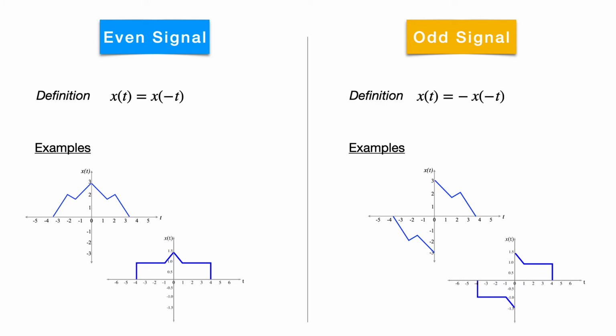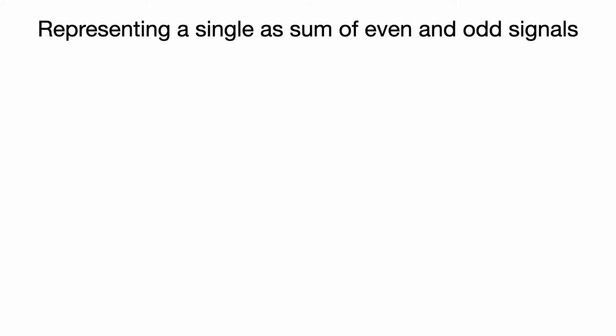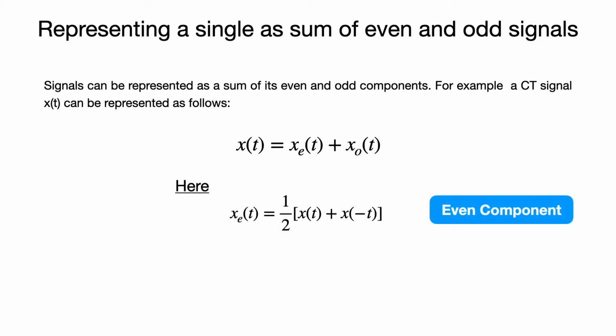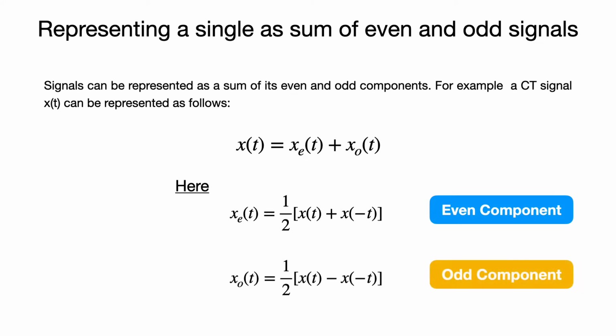Now let's see how we can represent a signal which is neither even nor odd as a combination of even and odd signals. So signals can be represented as a sum of even and odd components. For example, this signal x(t) can be represented as the sum of its even component and odd component. Here xe(t) is the even component, while xo(t) is the odd component of the signal x(t), and these are the formulas to find xe and xo.